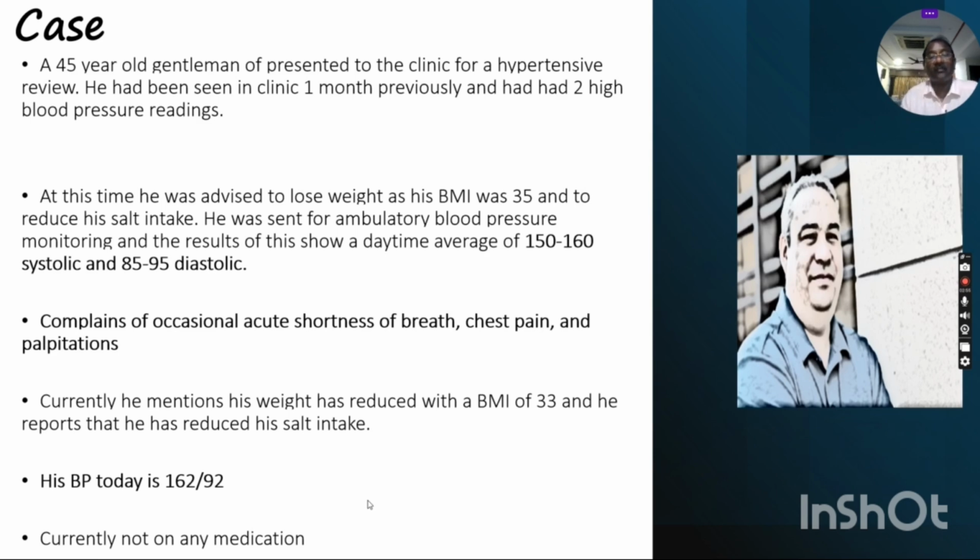So such cases are very common in our daily practice: a 45-year-old male, obesity and high blood pressure, the systolic more than 140, diastolic more than 90, with the symptoms of chest pain, palpitations, and breathlessness, are very common in our practice. And the BP is 162 by 92. So definitely he is having hypertension, obesity, and is also symptomatic.